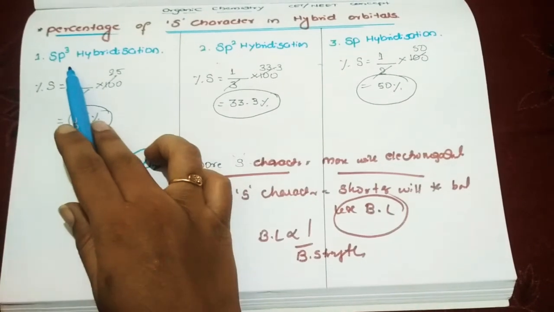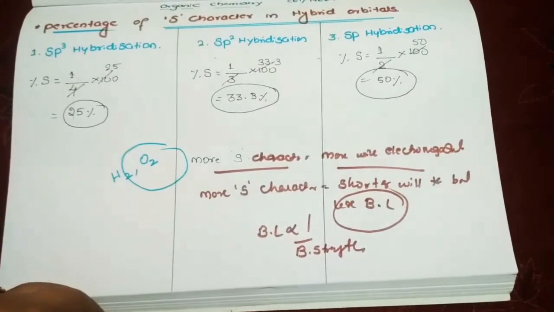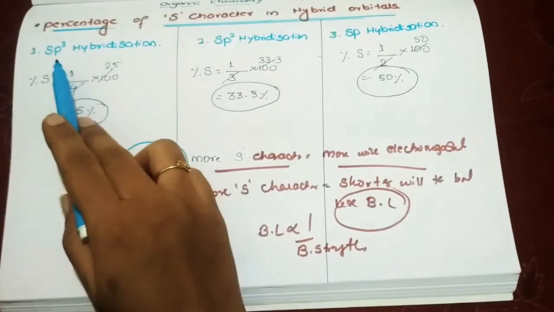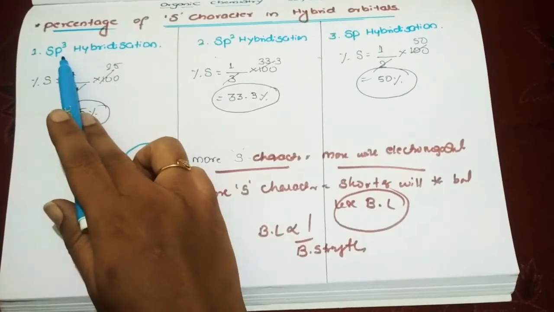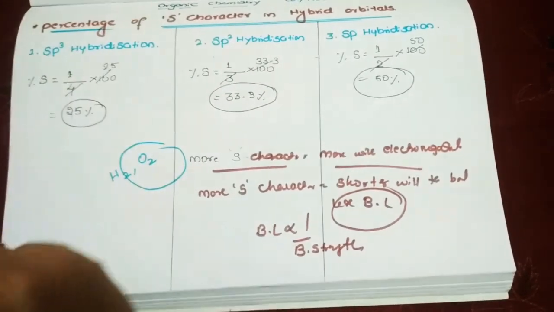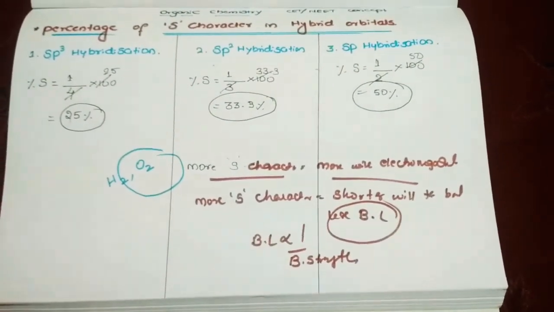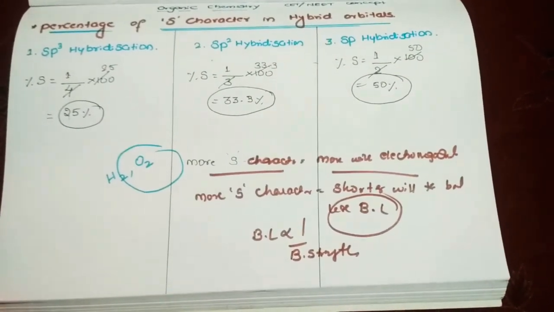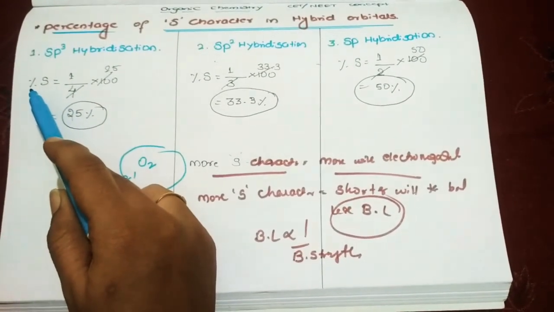When I say sp3 hybridization, dear students, how many total orbitals could you see here? We have a total of 4 orbitals: one S orbital and 3 p orbitals, so 3 p orbitals plus 1 S orbital is totally 4 orbitals involved. So now the percentage of S character. What is the contribution of the S orbital to this hybridization? See here, that is how you find it out.